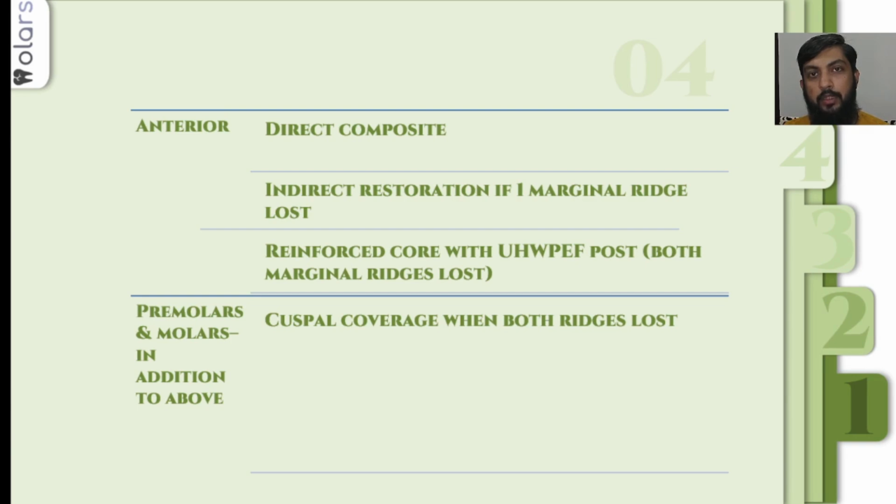In the premolars and molars, if one of the marginal ridges is lost, we are going to cover the cusps if the thickness of cusp is less than 2 mm. But if both the marginal ridges are lost, we are going to cover the cusp with either full or partial coverage restoration.